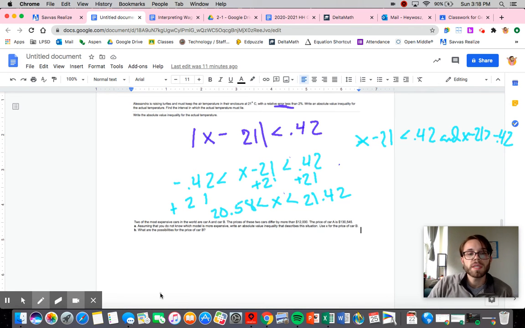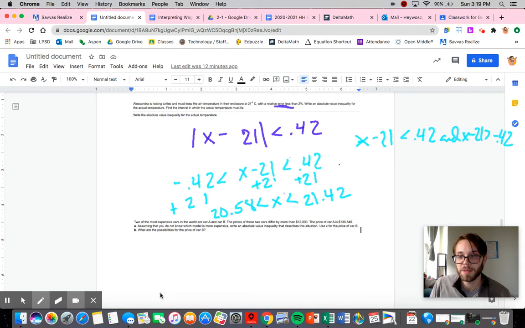Two of the most expensive cars in the world are car A and car B. Ooh, we can call them whatever we want. Okay. I don't know anything about cars, so we're leaving them as car A and car B. The prices of these two cars differ by more than $12,000. The price of the car A is $130,545. Assuming we don't know which model is more expensive, write an absolute value inequality that describes the situation.